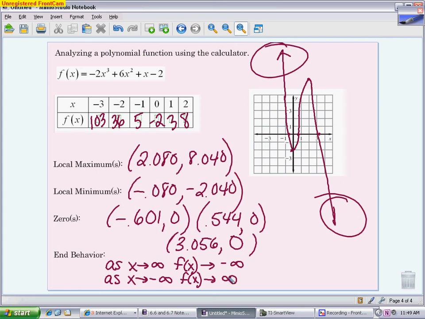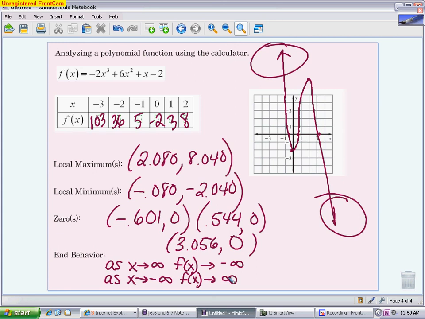So you should be able to look on your test at one single function and be able to answer all of these questions. You complete a table to get different y values. Find minimums. There can be more than one. Find maximums. There can be more than one. Find zeros. There usually is more than one. There are a few that only have one, but a lot of our functions, especially with higher degree, have multiple zeros. And then also complete the end behavior.